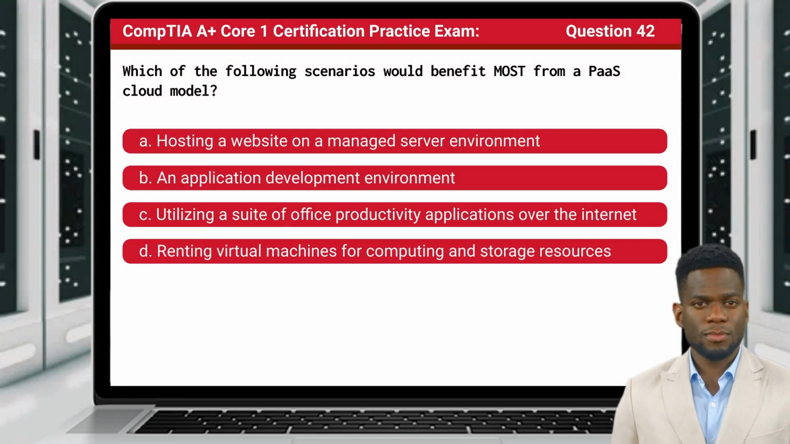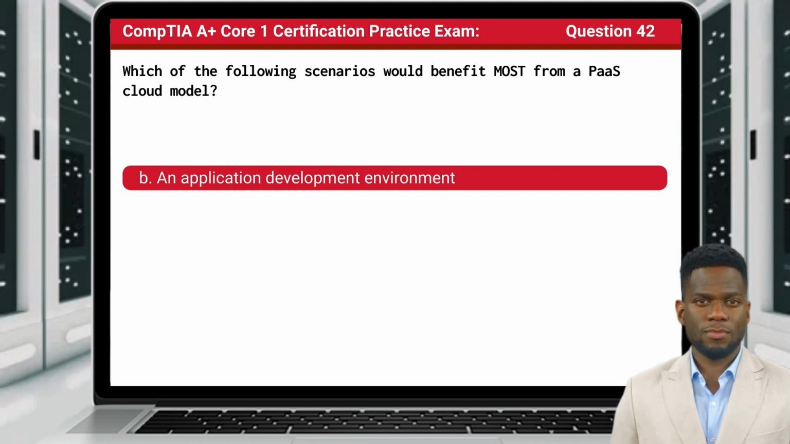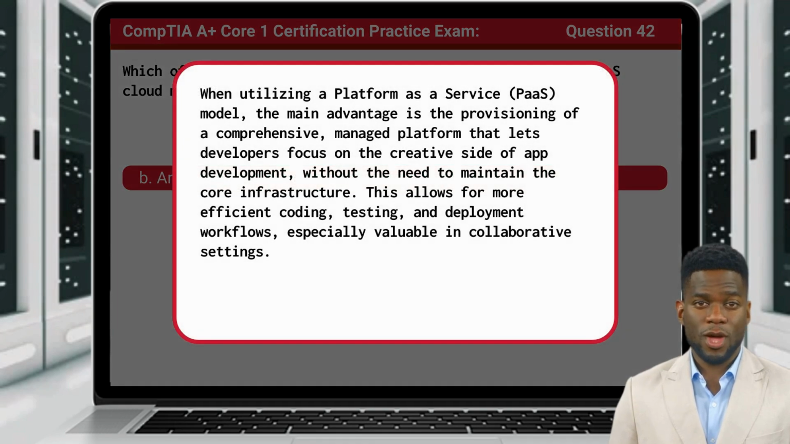Question 42. Which of the following scenarios would benefit most from a PaaS cloud model? The answer is B. An application development environment. When utilizing a platform as a service (PaaS) model, the main advantage is the provisioning of a comprehensive, managed platform that lets developers focus on the creative side of app development without the need to maintain the core infrastructure. This allows for more efficient coding, testing, and deployment workflows, especially valuable in collaborative settings.